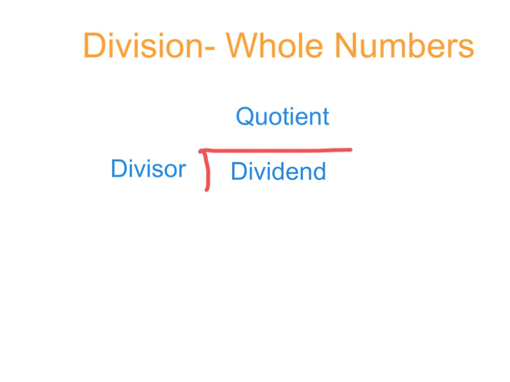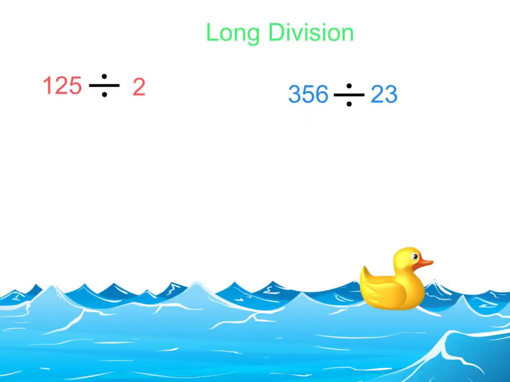Welcome to the review of division of whole numbers. Let's look at a couple of vocabulary words. First of all, dividend. That's the number being divided. Divisor is the number you divide by, and quotient is the answer to the division problem.